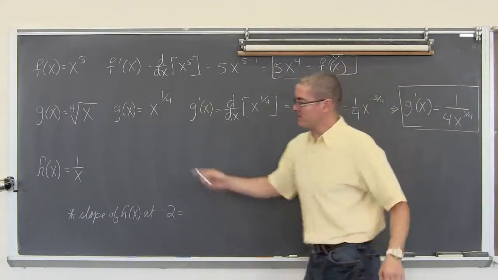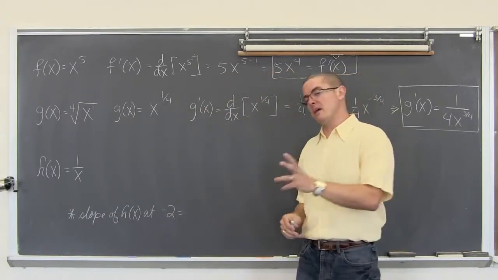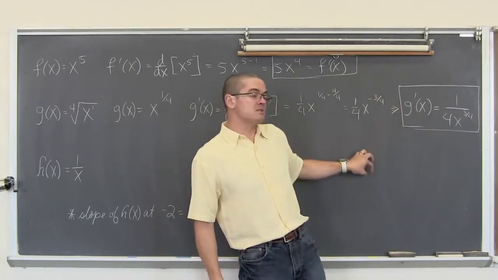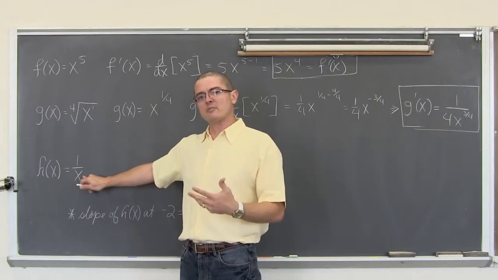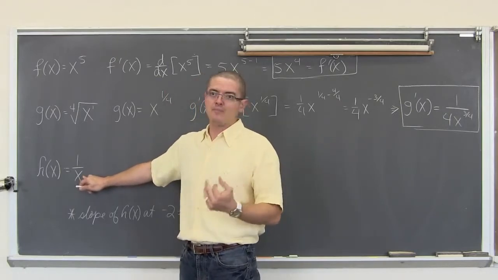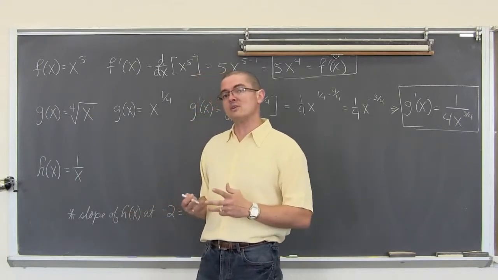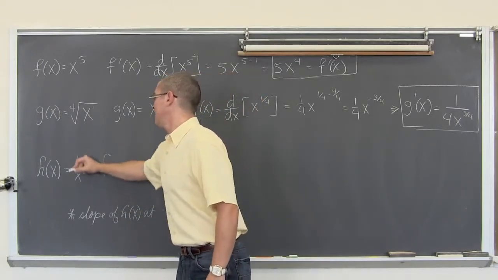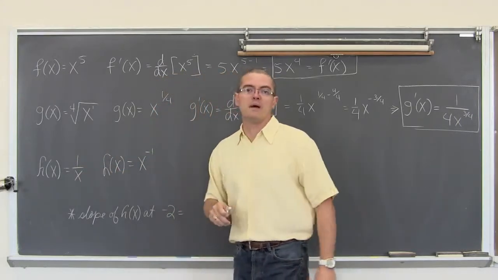Alrighty, our third example is h of x is equal to 1/x. Again, I'm going to do just the opposite of what I did over here, where I had a negative exponent, so I moved my base to the denominator. Here, we haven't learned the quotient rule yet that would allow me to find the derivative of this equation in this format. So I'm going to rewrite it as h of x is equal to x to the negative 1 power.